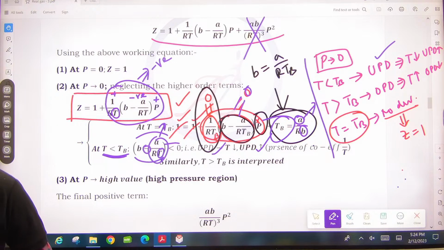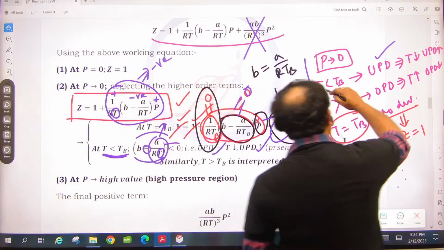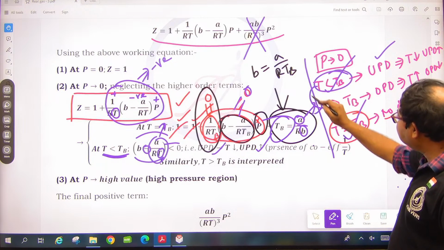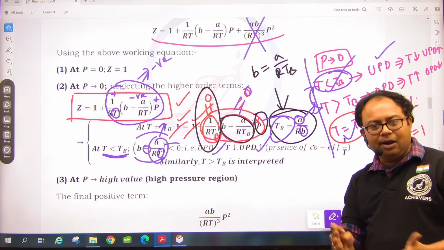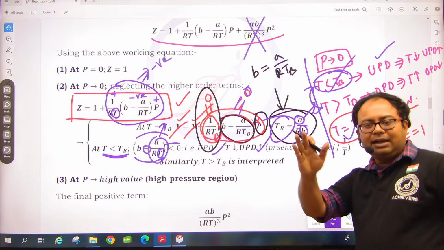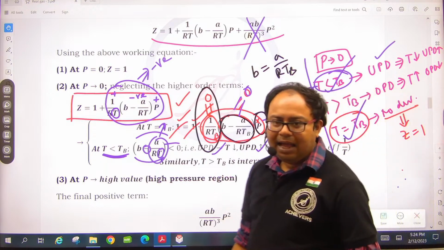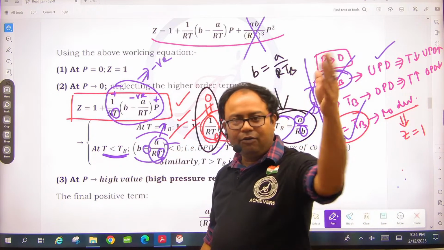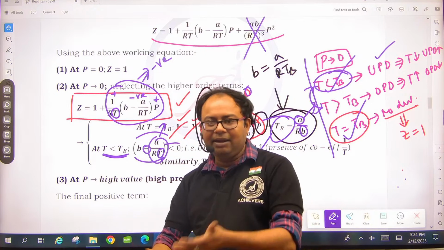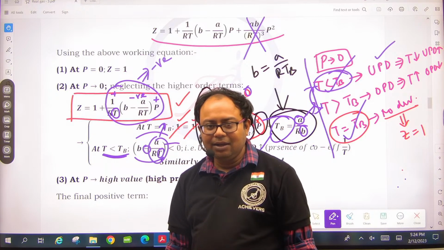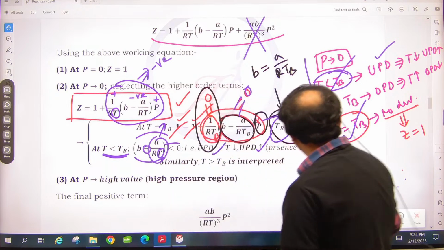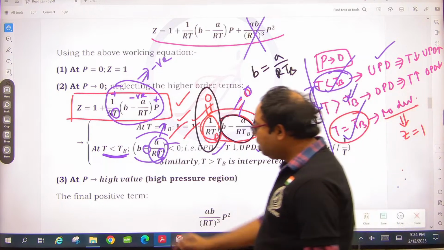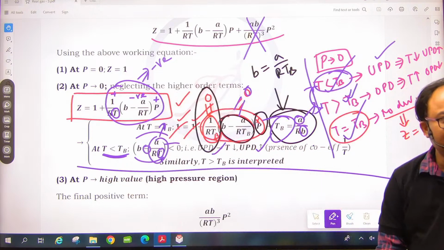As simple as that. So you can explain this fact as well. Analogically, if you are increasing the temperature above TB, you will have OPD. And if you keep on increasing the temperature, the 1 by T term will decrease and the extent of OPD will decrease. So you can explain it similarly. So this much is explained.